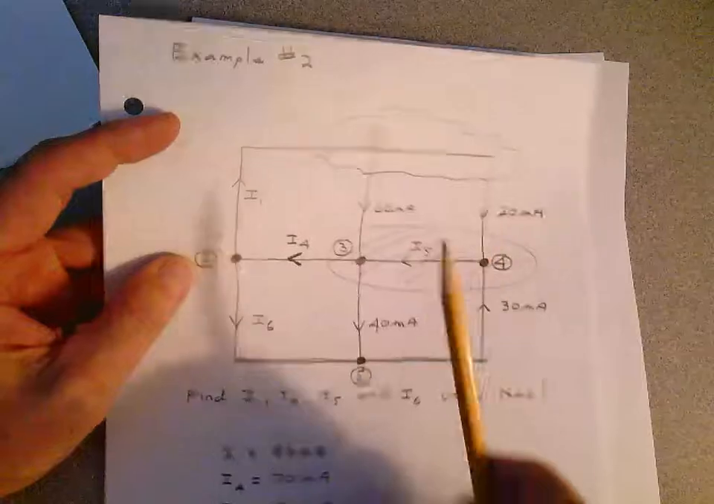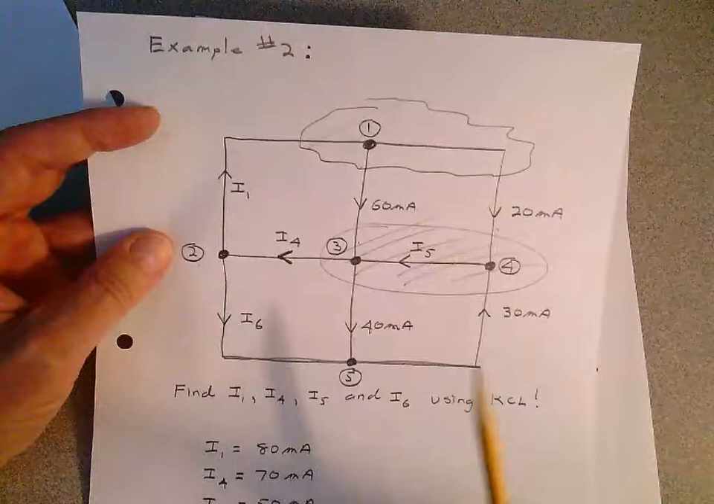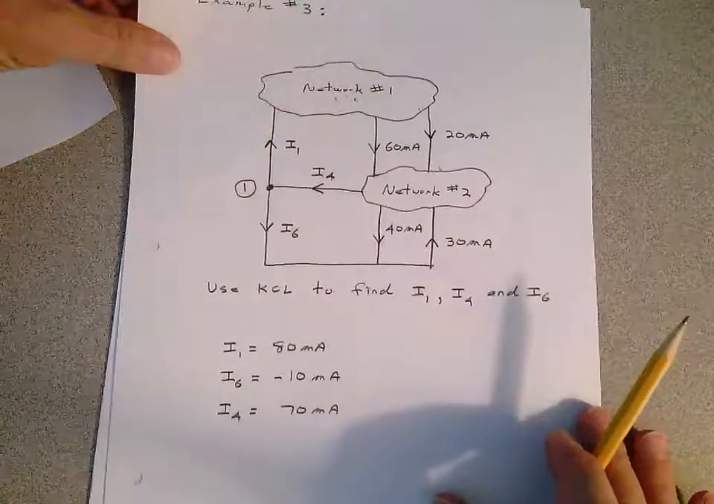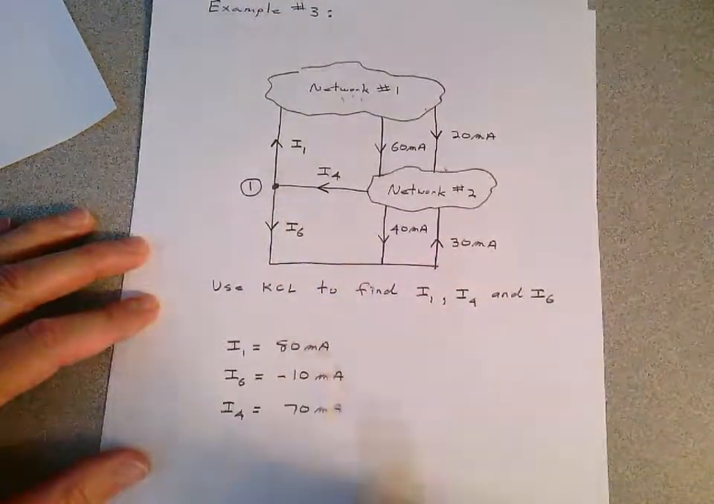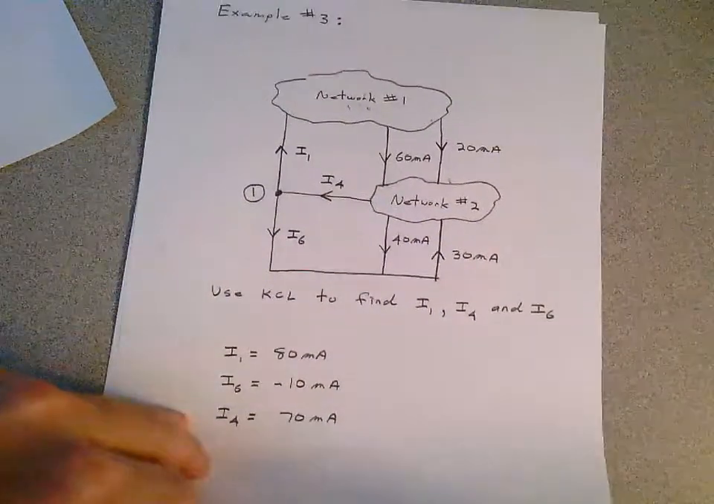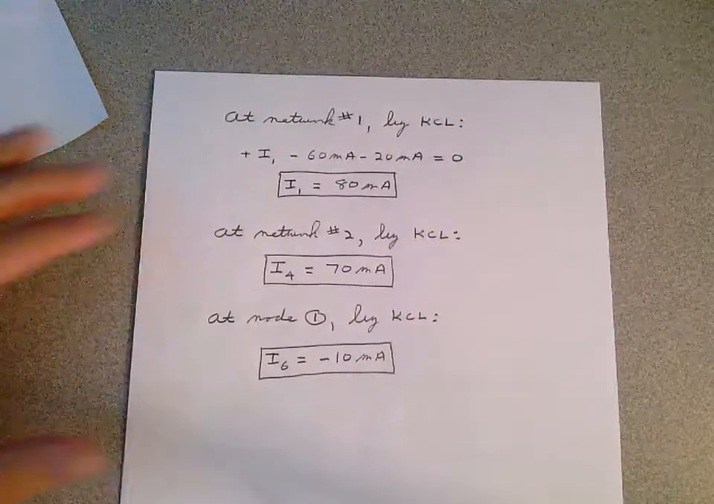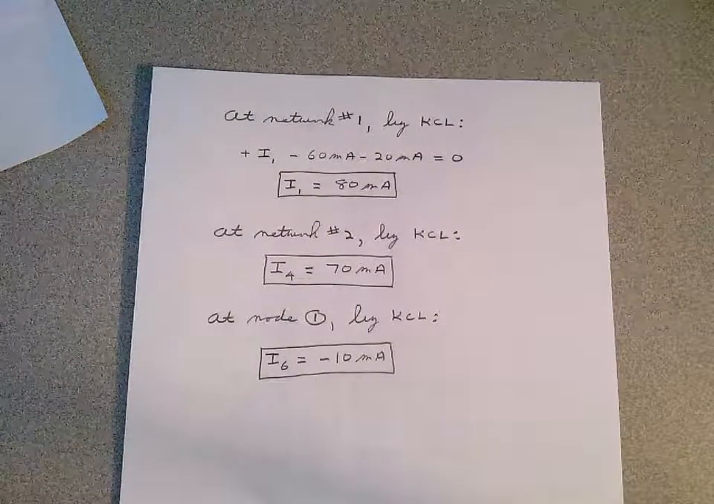So we're trying to get you to understand this works not only at a point, but in a whole surface area or in a whole network. The currents going into the network or coming out of the network have to equal 0. So see if you can use example 3 here. I want you to use Kirchhoff's current law to find I1, I4, and I6 up here with these networks. And there's the answers. There's my equations and my solution to the answers.